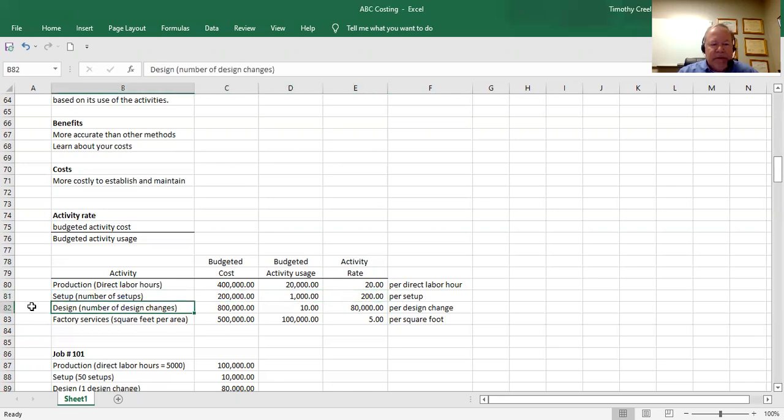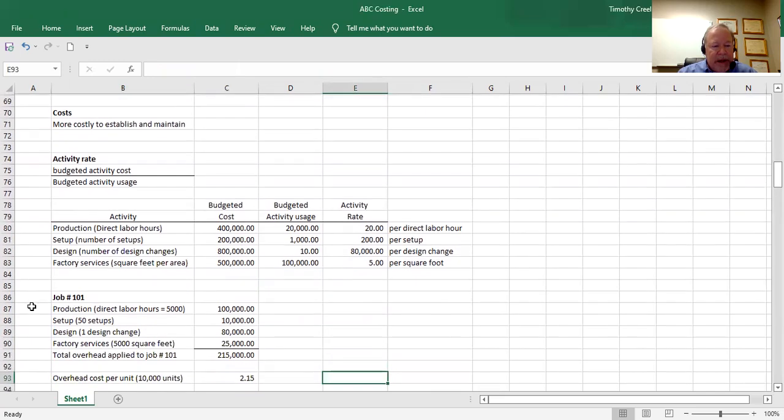And for design, number of design changes. The cost for designs is 800,000. The number of design changes would be 10. So we've got a rate of $80,000 per design change. And then for factory services, we're going to use square foot. So we have $500,000 budgeted. We've got 100,000 square foot in the factory. So we're going to charge it to the different areas based on $5 per square foot.